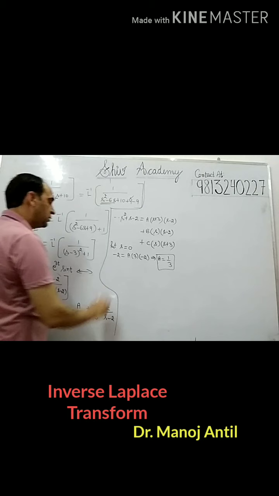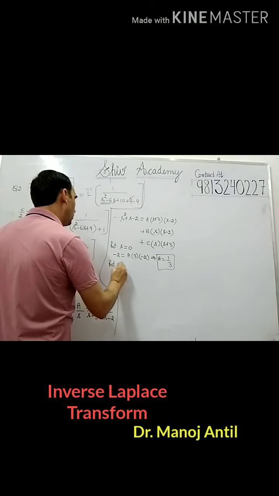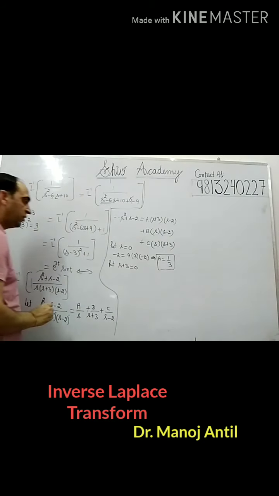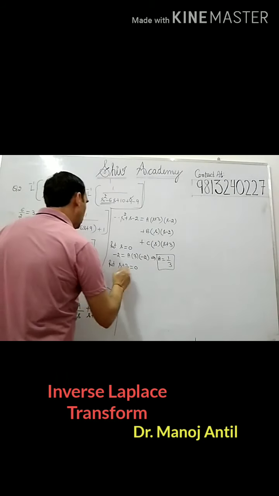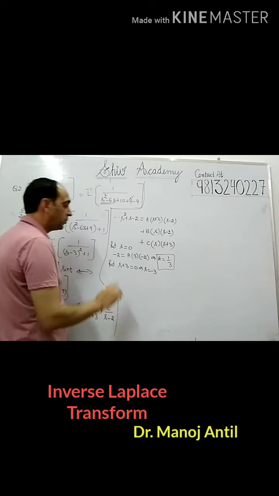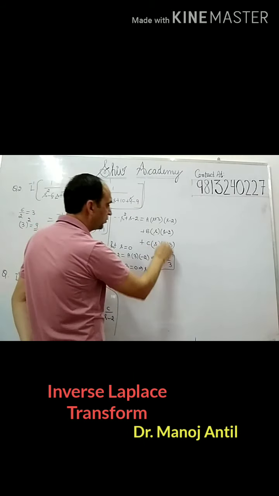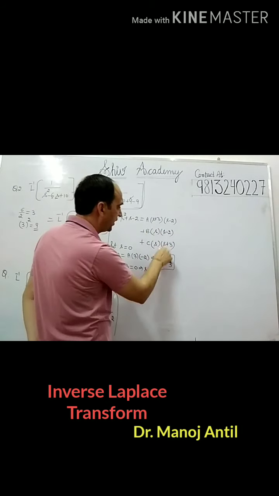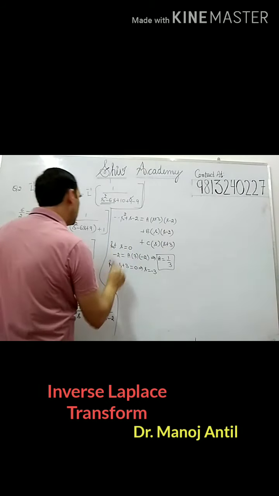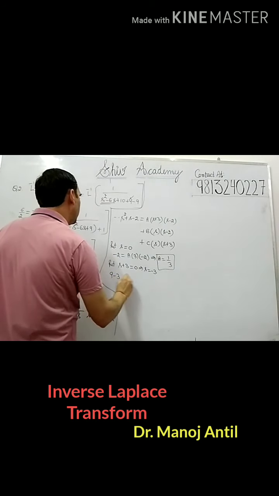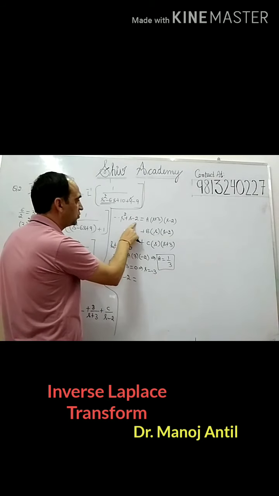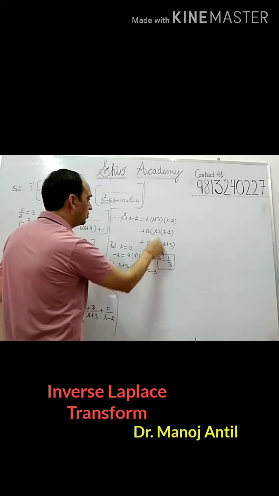Then we put s plus 3 equal to 0. This we use in the case of linear factors. So it implies s is equal to minus 3. After putting s plus 3 equal to 0, these two terms again become 0 because s plus 3 is there in both. So we put s equal to minus 3. So what do we get? On the left side, minus 3 square minus 3 minus 2, that is 9 minus 3 minus 2.